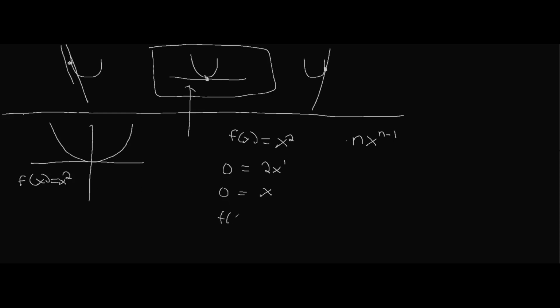So we say f of 0 equals 0 squared. And 0 squared is just 0. And so now we have the point at which the slope of the tangent line equals 0. And we can see it graphically right here. That point, which matches this example right here, is 0, 0.